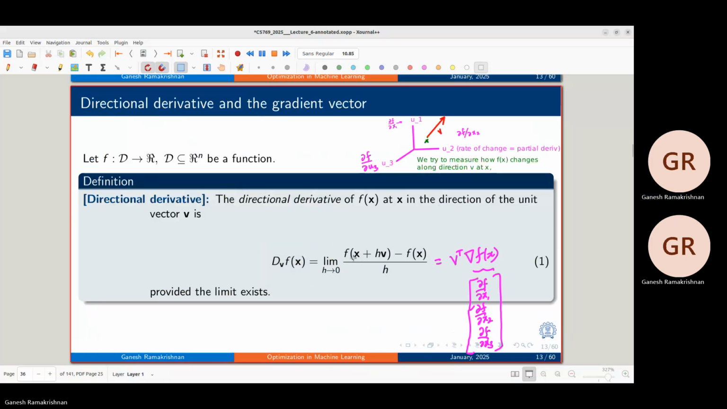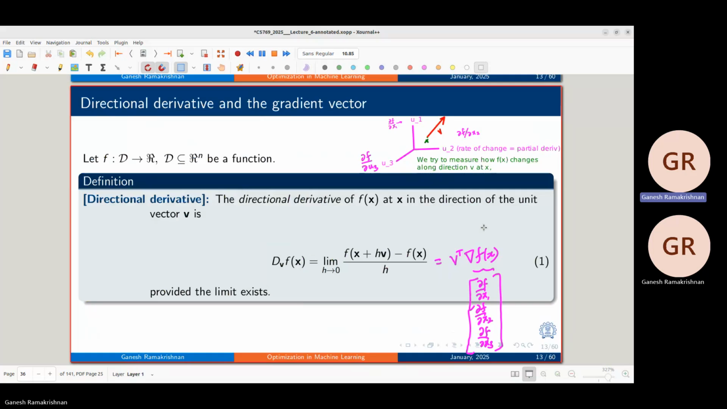Now this expression, the limit as h tends to 0 of this difference divided by h, you will see that this rate of change can be viewed as a dot product between the direction vector v and the so-called gradient vector. The gradient vector is the vector of all the n partial derivatives.